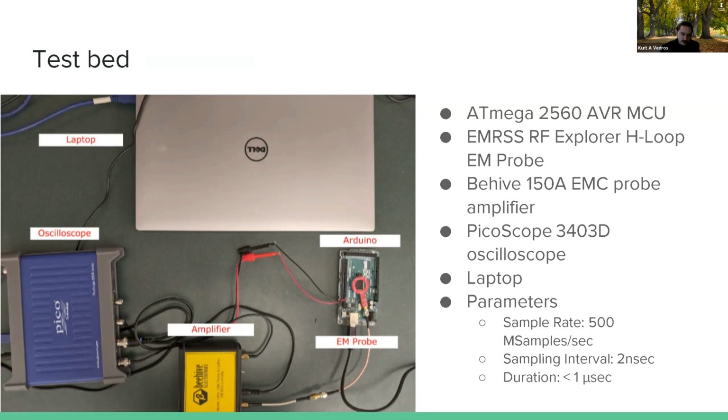As the emissions from the CPU can be very low amplitude, we had to amplify the signal using a Beehive 150A EMC probe amplifier. Finally, the digital format was saved using a PicoScope 3403D oscilloscope and a laptop. We captured using a sampling rate of 500 million samples per second, with a sampling interval of 2 nanoseconds, and the average duration of the program considered to be less than 1 microsecond.